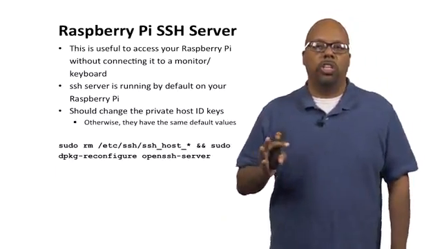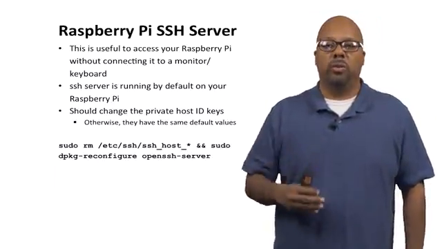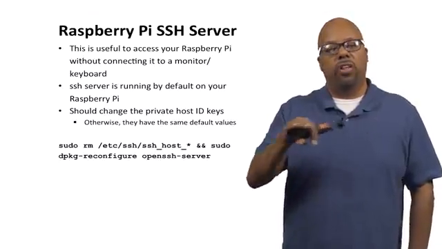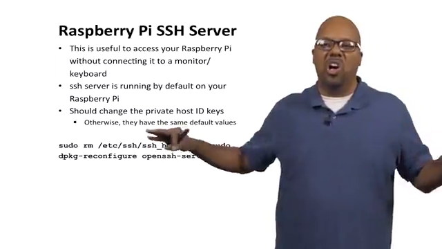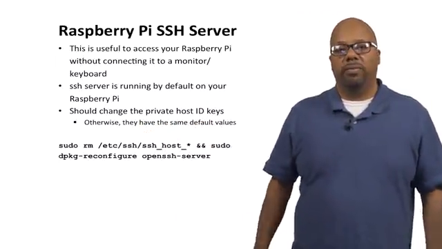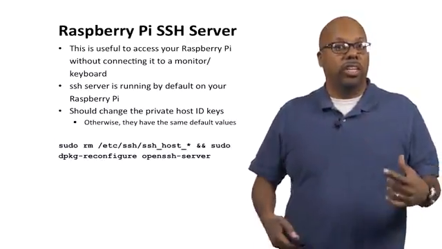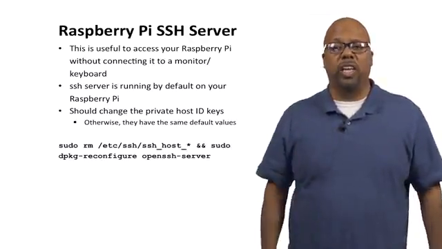So what you should do, before you start using the secure shell server on your Raspberry Pi, is execute the following command there. All that command goes on one line. I just couldn't fit it on one line on the screen, but that's one long command that you execute to get a new set of keys. Even without executing that, you can connect to your Raspberry Pi secure shell server, but for safety's sake, you should do that before the first time you connect.